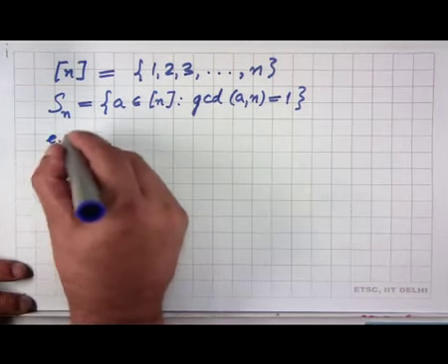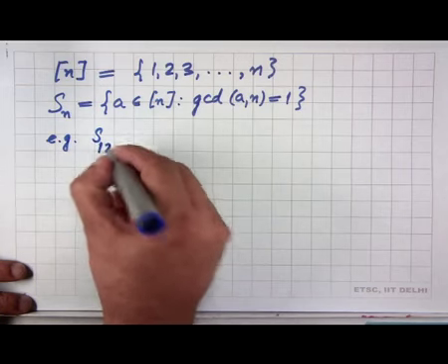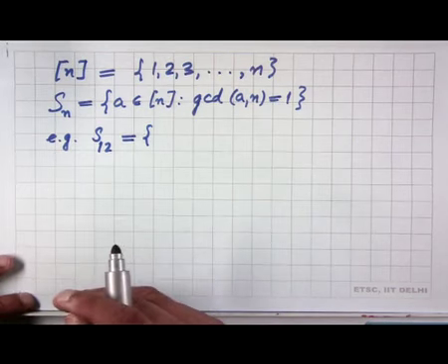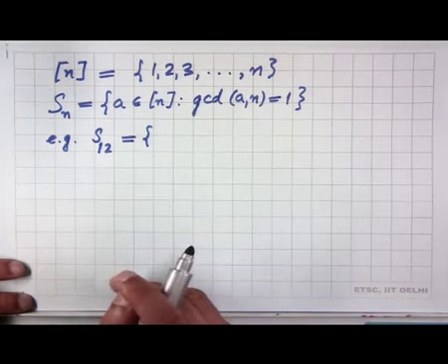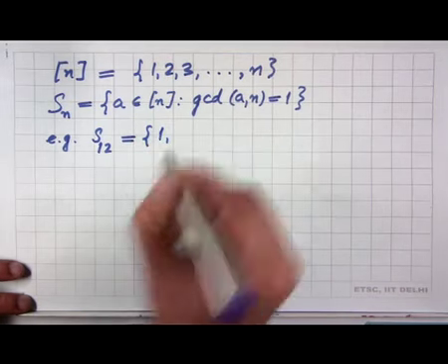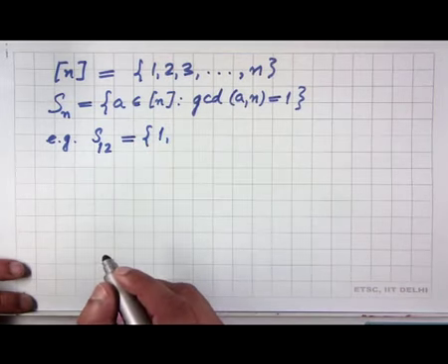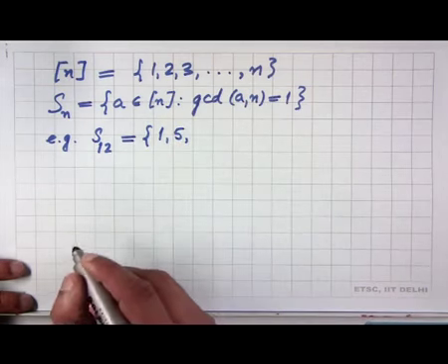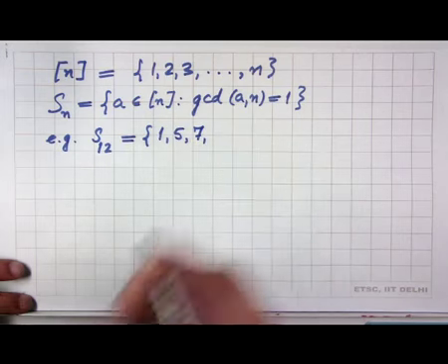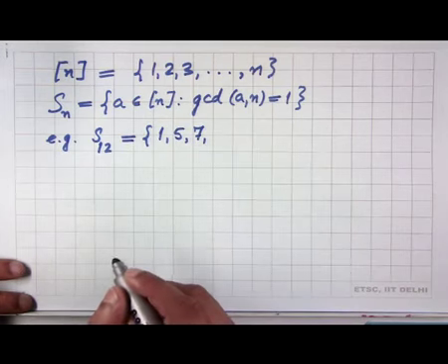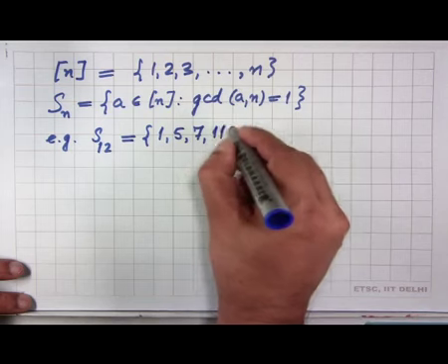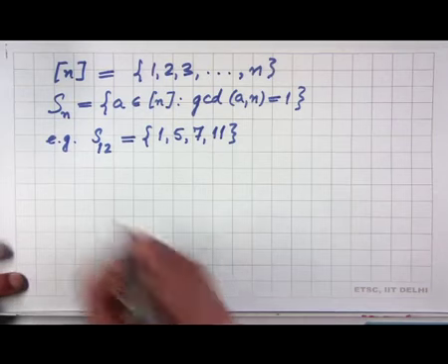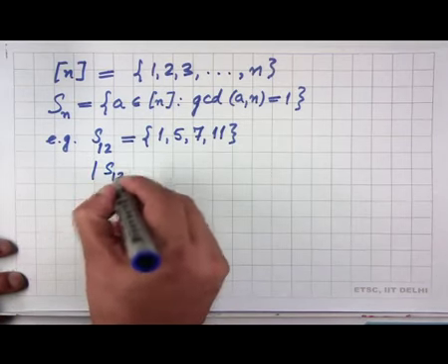As an example, what could I say is S of 12? S of 12 would count the numbers between 1 and 12, whose GCD with 12 is 1. 1 would qualify, 2, 3, and 4 would not, 5 would qualify, 6 would not, 7 qualifies, 8, 9, 10 do not, and 11 qualifies, and 12 does not. So S12 consists of these 4 numbers. I'm more interested in figuring out the size of that set.